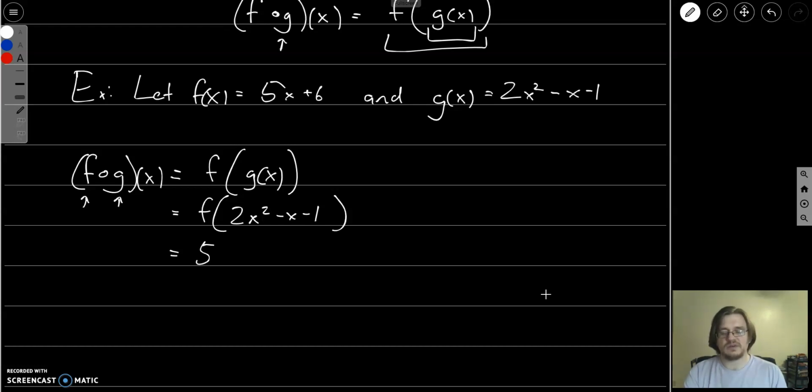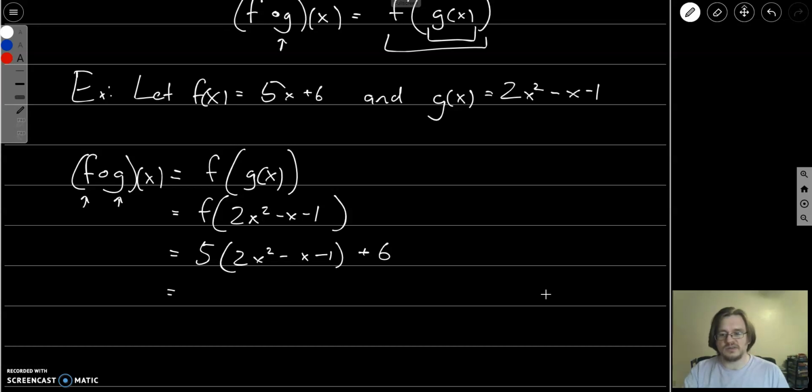And what do we do when we plug something into f? We take it times 5, and then we add 6 to it. So right now, I could stop. This is the function that I want. I'm going to simplify it so that it's a little bit easier to read.